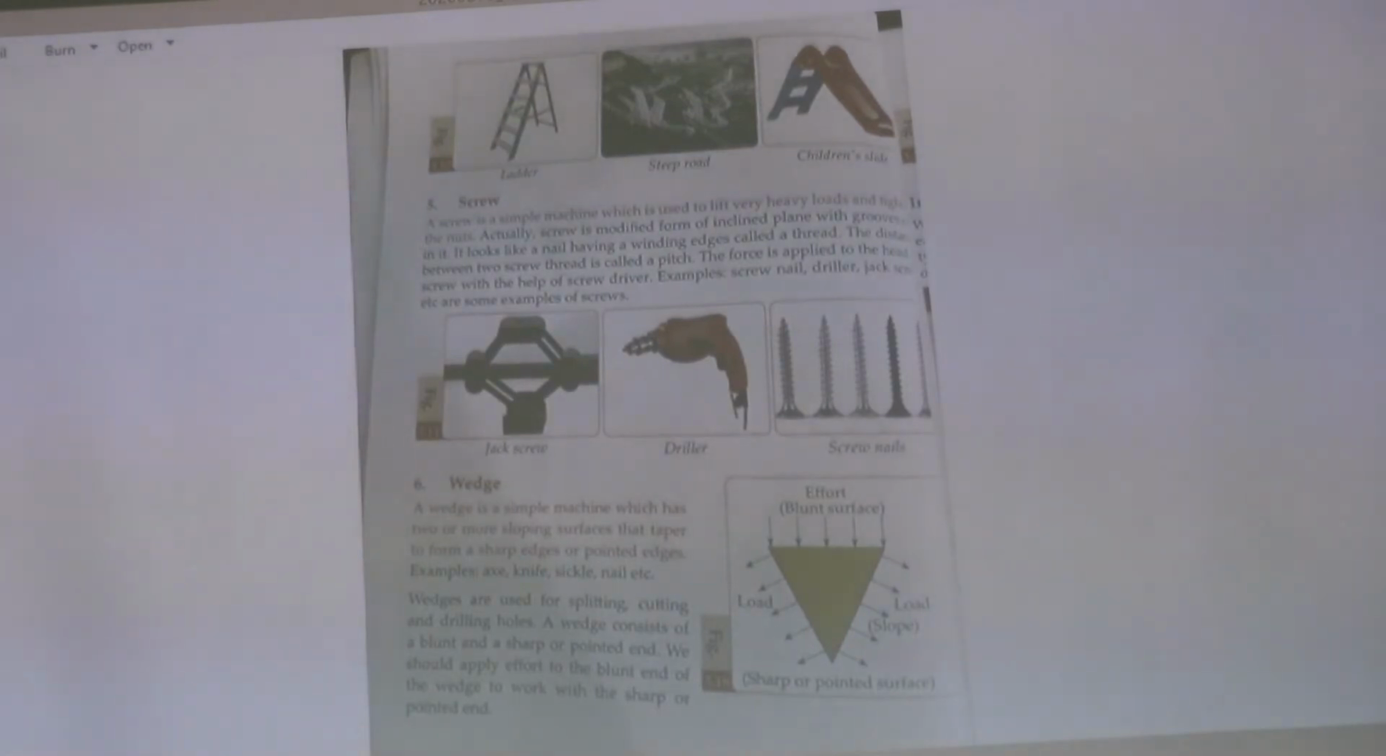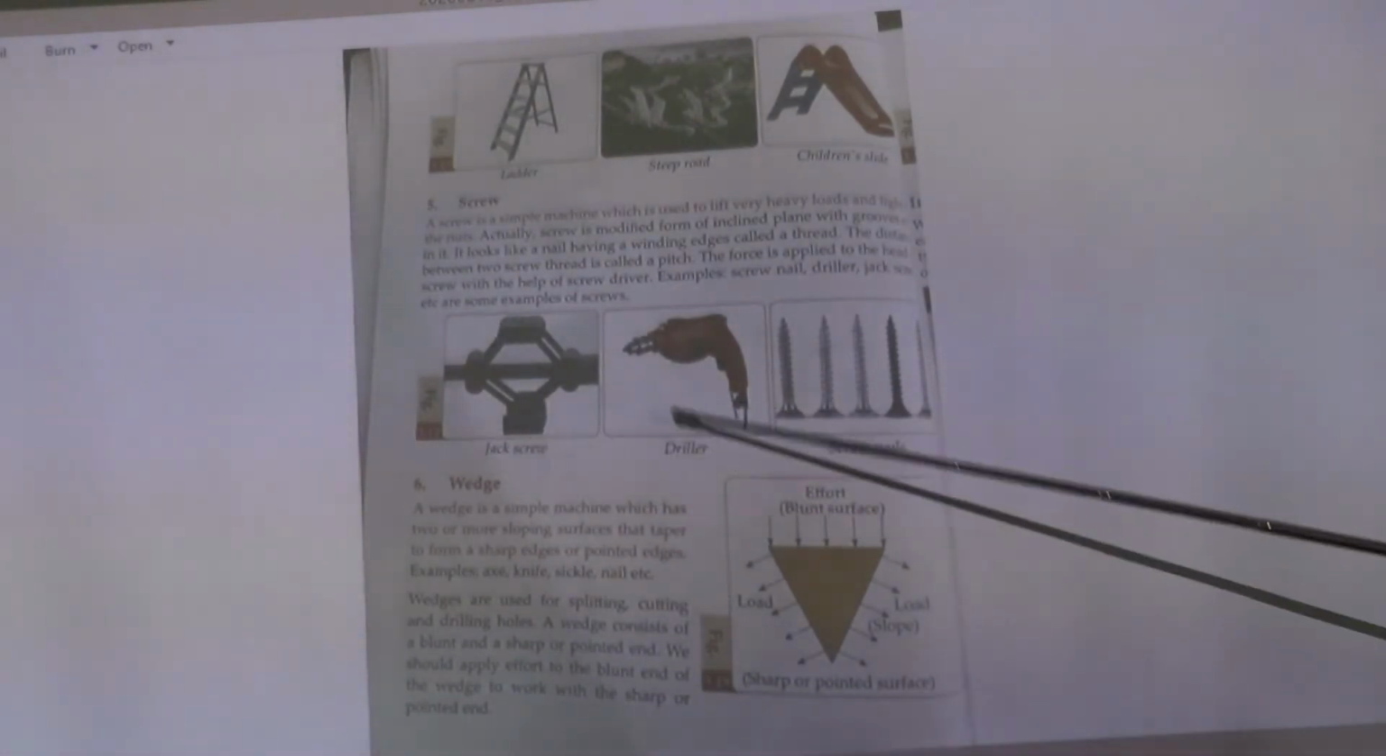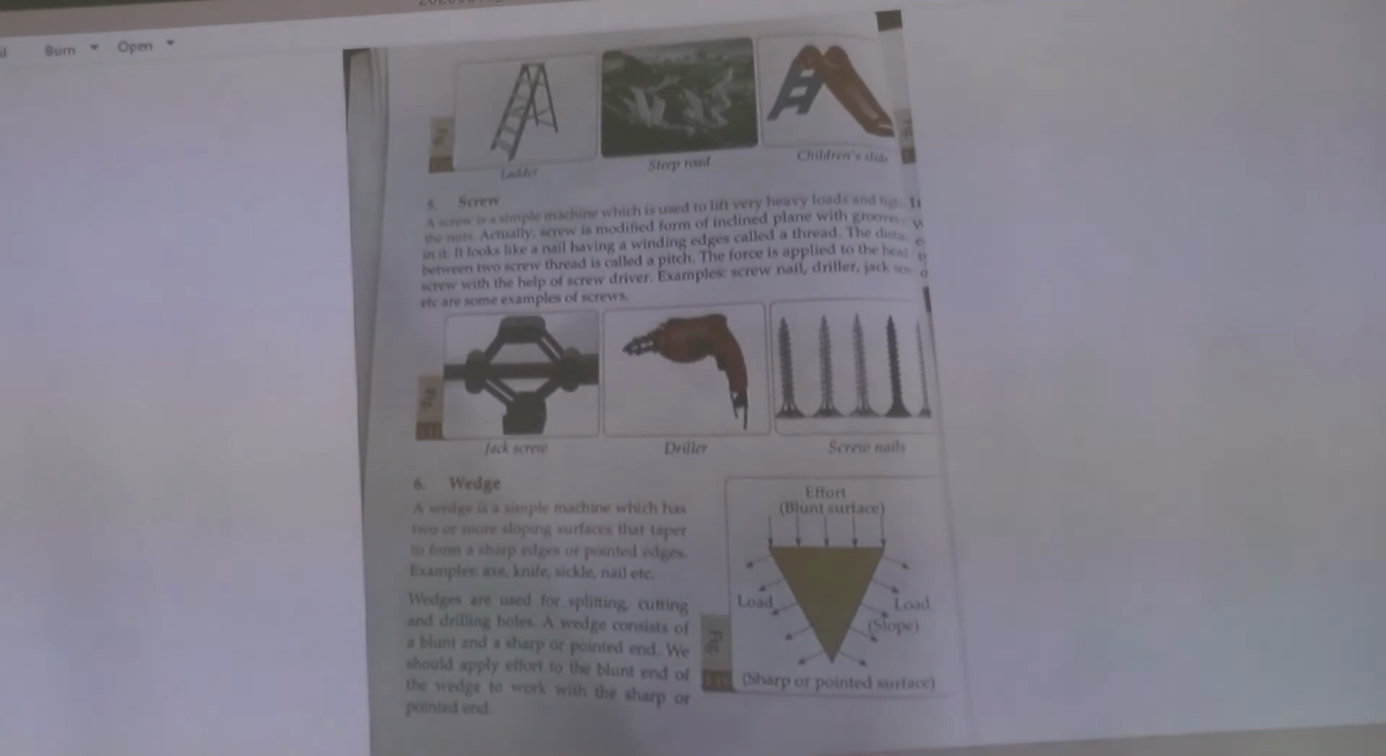The force is applied on the head of the screw with the help of the screwdriver. The examples are jack screw, bolt, and screw nails. And number 6 is wedge.